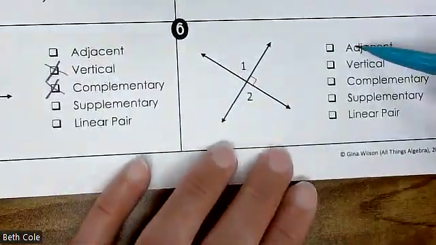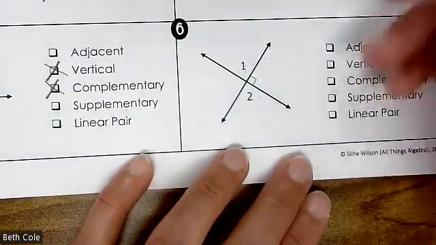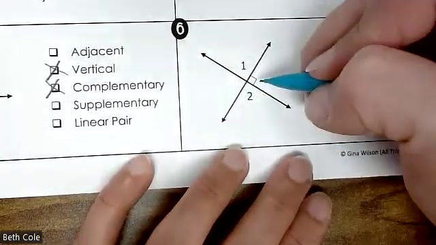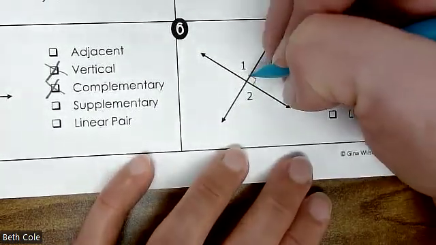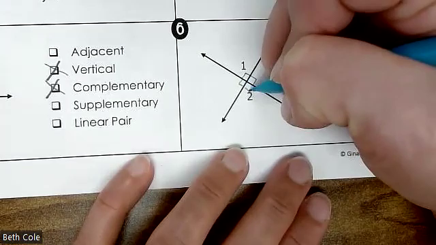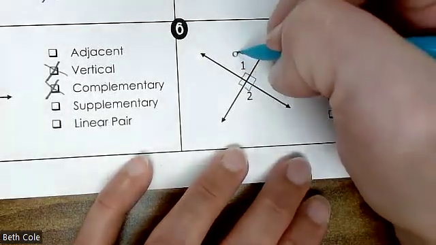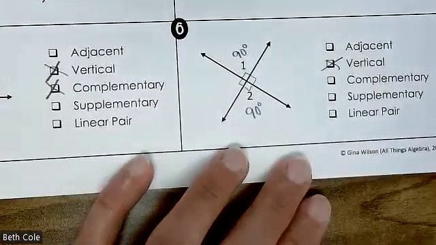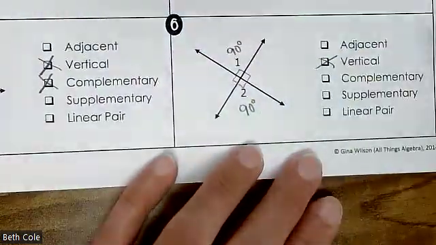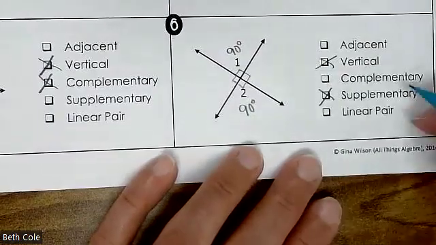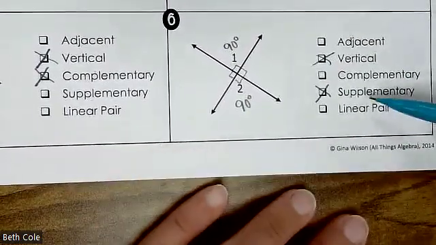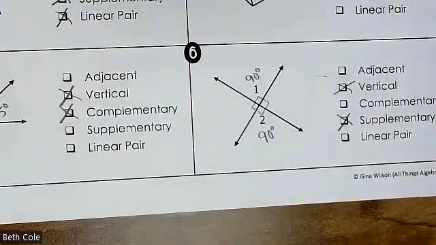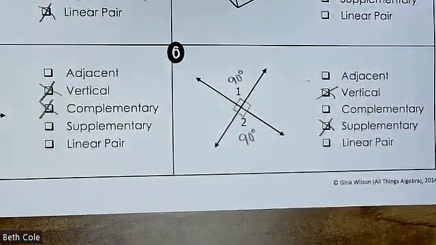All right, so 1 and 2, they are not next to each other, so they're not adjacent. They're across from each other, so they're vertical. Let's see, we have this right angle here. Now, if that's a right angle, that means all the rest of these are going to be right angles as well. So that means angle 1 is 90 degrees. And since they're vertical, they're congruent. So that is also 90 degrees. 90 and 90 is 180. So they add up to 180. So they are supplementary, but they are not a linear pair. They would have to be next to each other like these two to be a linear pair. They don't form a straight line. So just vertical and supplementary.